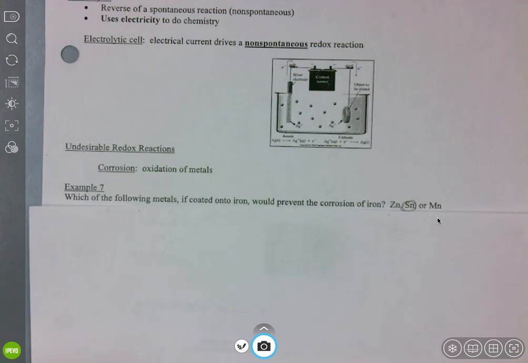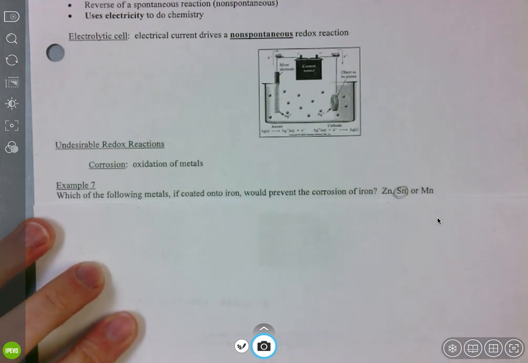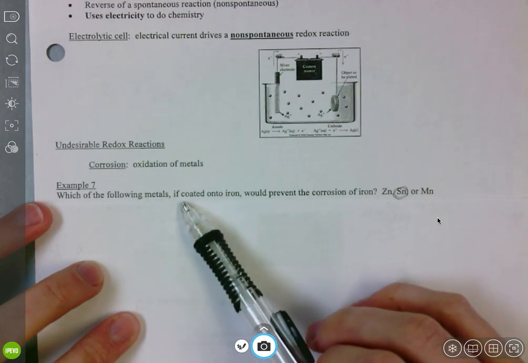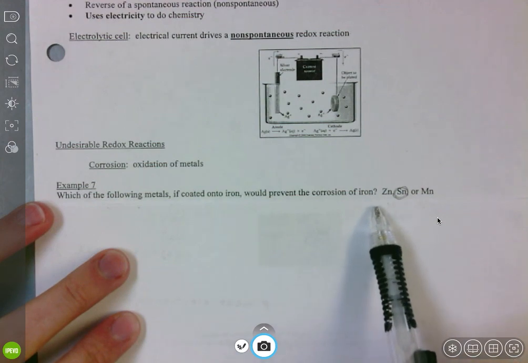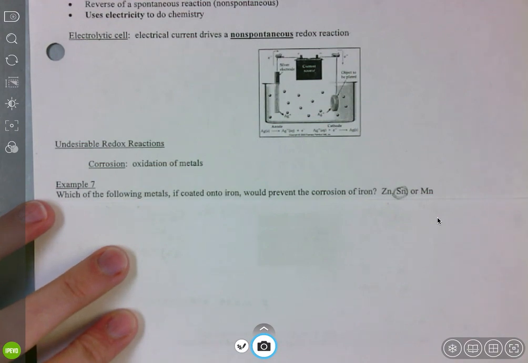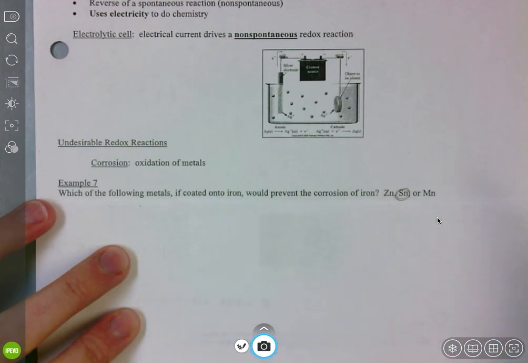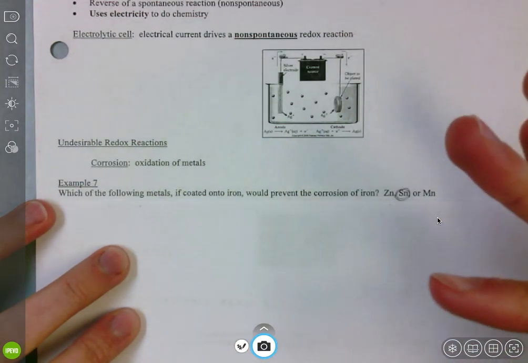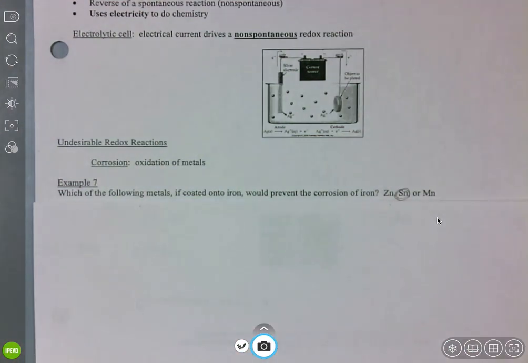So there's one thing that we can do in particular, and that's what we're looking at with example number 7. So example number 7, which of the following metals, if coated onto iron, would prevent the corrosion of iron? So we're looking at zinc, tin, or manganese. So basically what we're doing is we are making these metals into like paint, basically, that we're just going to coat onto our iron bar or whatever in order to stop corrosion.